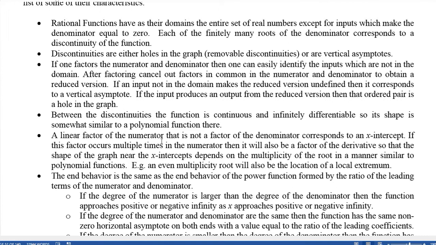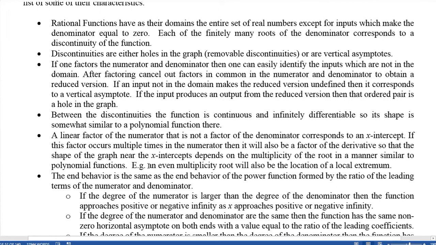Between the discontinuities, between these vertical asymptotes and holes in the graph, in other words, where it's defined, it's going to be continuous and infinitely differentiable. So its shape is somewhat similar to a polynomial function there, except of course it could have these vertical asymptotes. But in between, it's connected, continuous, and even differentiable, so no sharp corners. However, this could be in pieces like that.